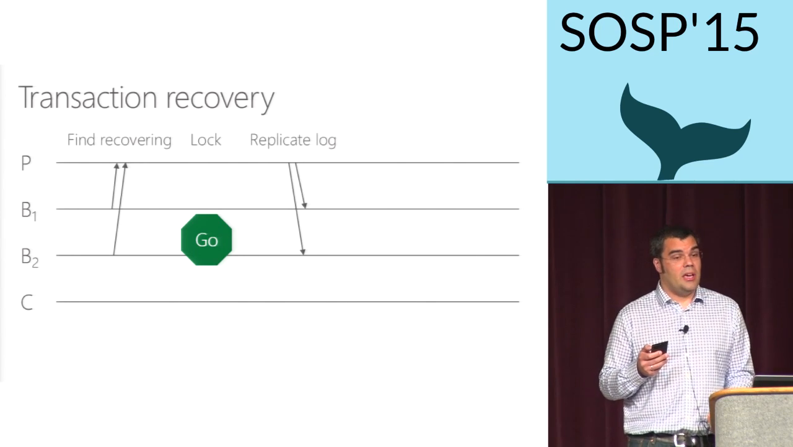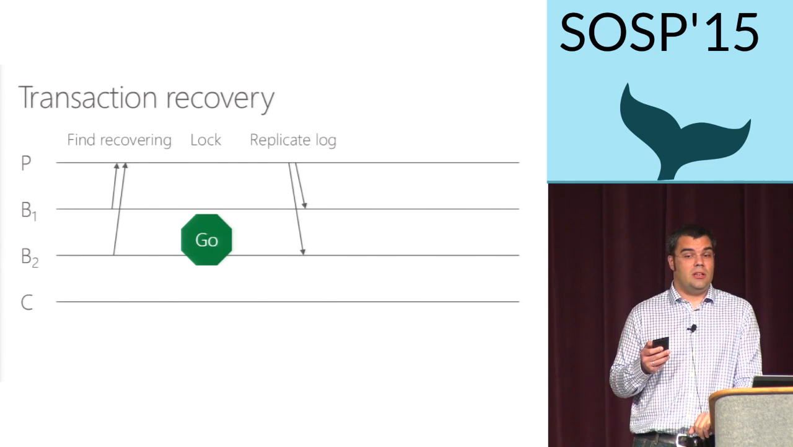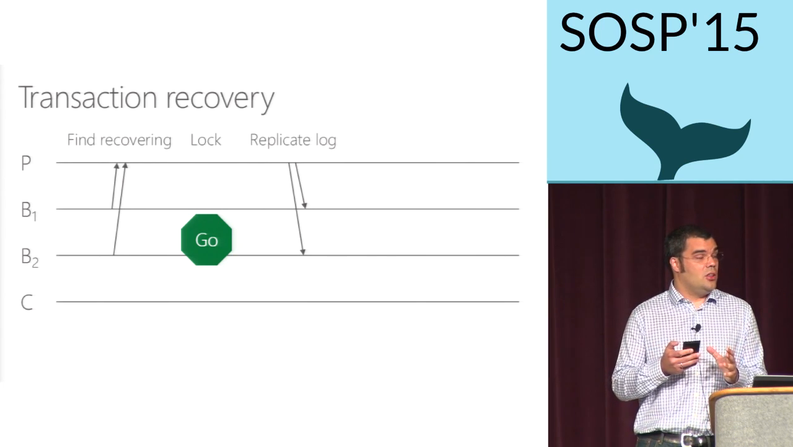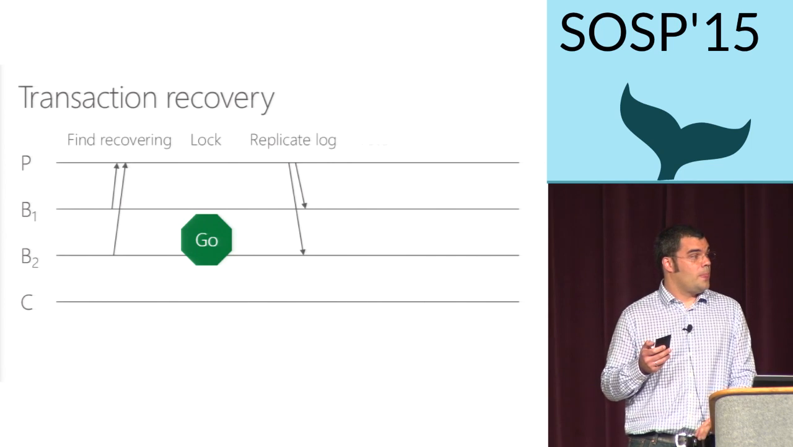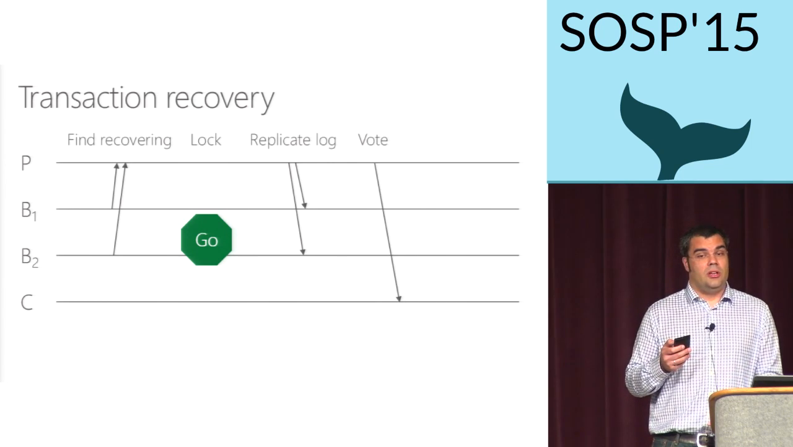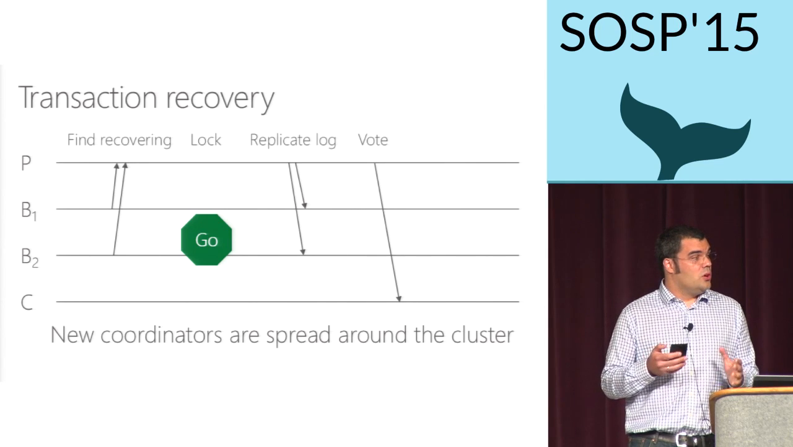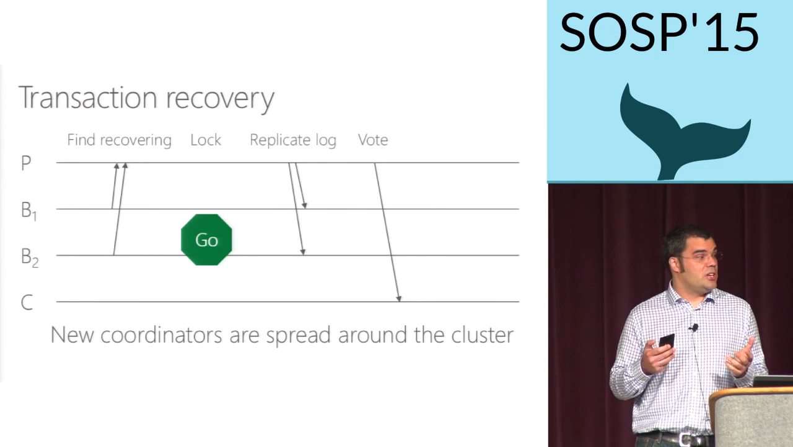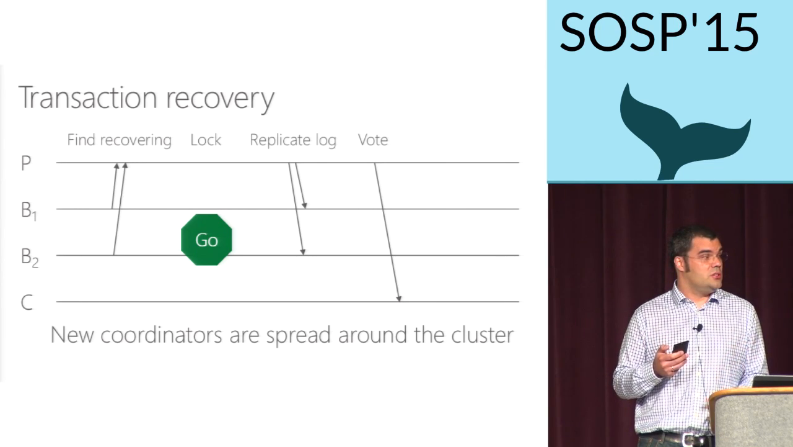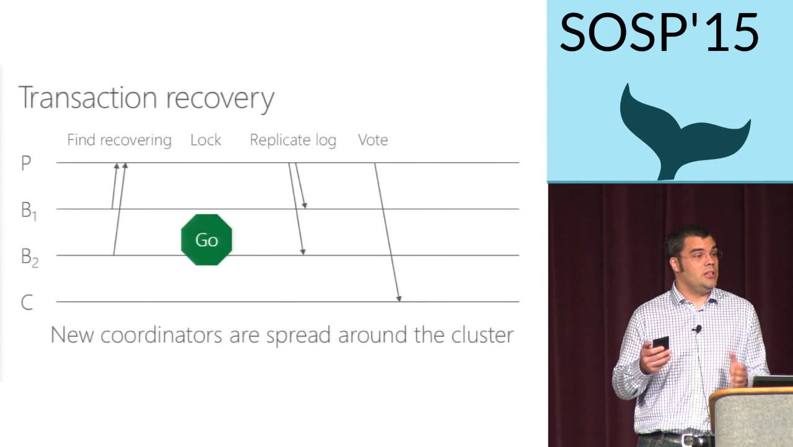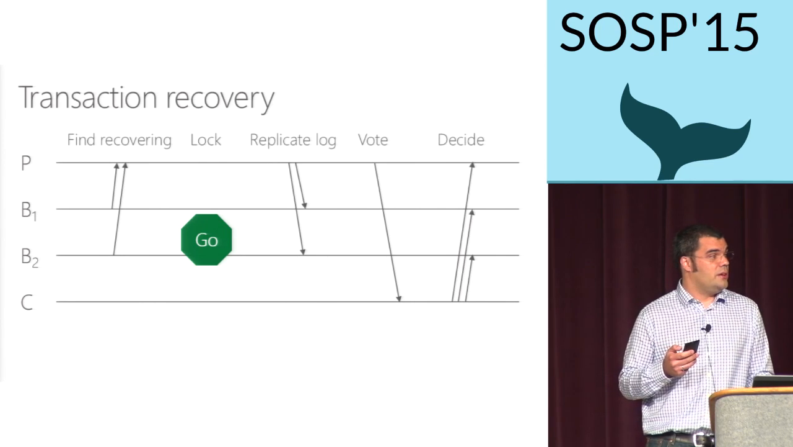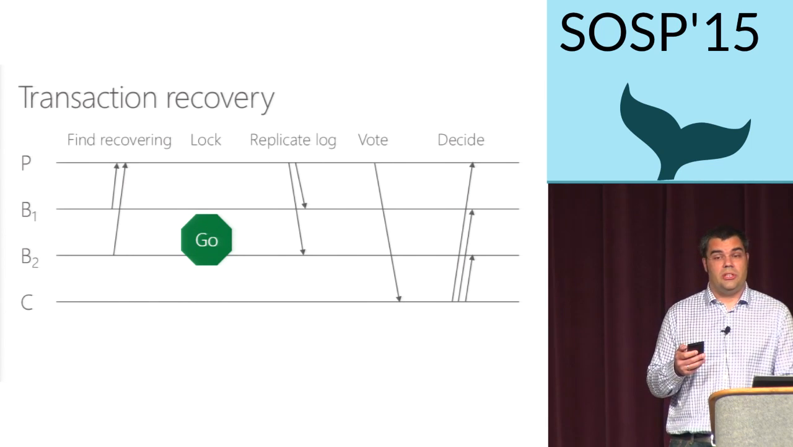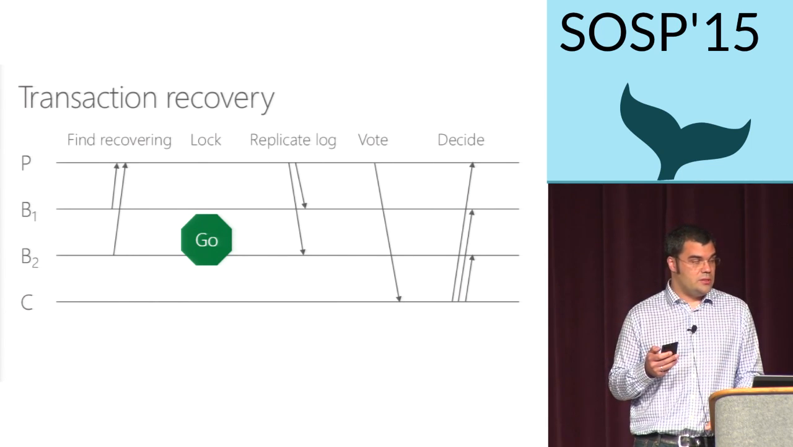The next step is to replicate the logs. The primary basically writes messages to the backups, and this is needed in order to replicate the logs enough times to tolerate further failures, and then sends the vote to the coordinator of the transaction. New coordinators of transactions are spread around the cluster, and this lets us perform the transaction recovery in parallel, which again contributes to our high availability and the short downtimes that we are going to have. And then the coordinator is going to basically send the decision to all the participants, which are either going to commit or abort transactions. Okay?